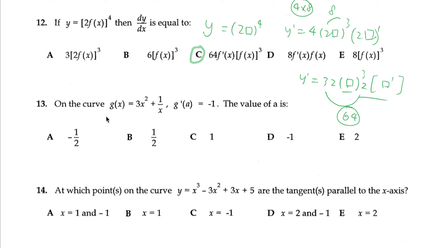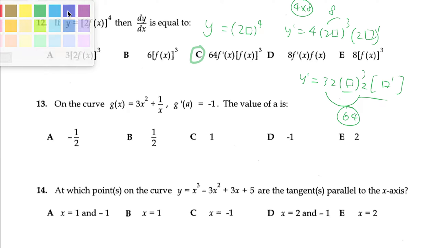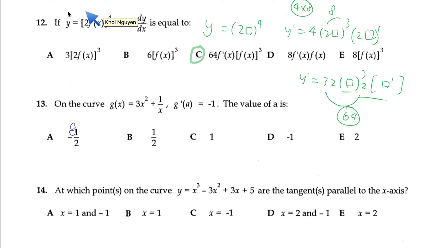Question 13. On the curve g(x) equals so-and-so, g dash a equals minus 1, find the value of a. So you just do a derivative and then equate the equations. We have g dash x equals 6x minus 1 on x squared. 1 on x is x to the power of minus 1, so bring the power down, reduce the power by 1. This whole thing equals minus 1, and they ask you to find the value of a.